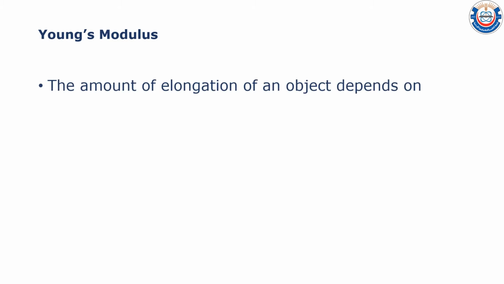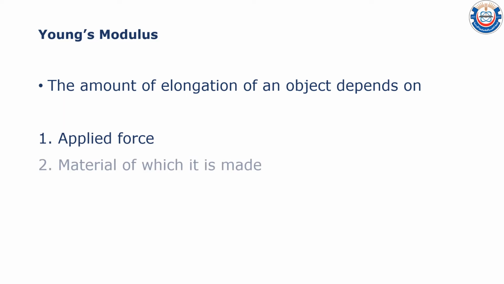Young's modulus. Different factors can affect the elongation of an object, such as applied force. A greater force means a greater elongation. Another factor is the material of which it is made: is it made from iron, steel, or copper? The other factor is the dimension of an object, defined by the length and the cross-sectional area of the object.